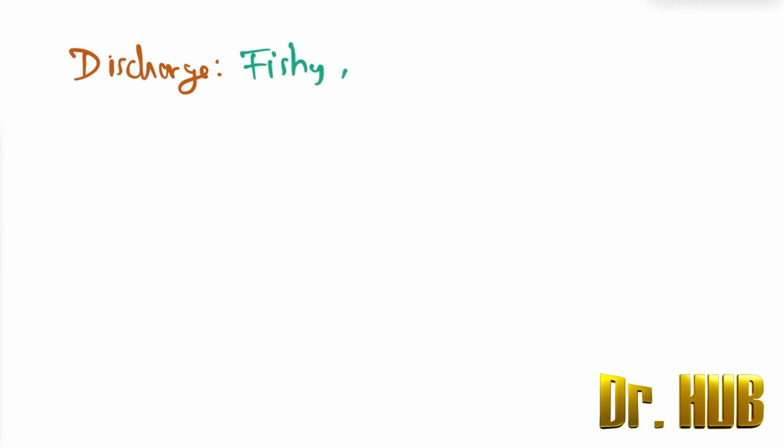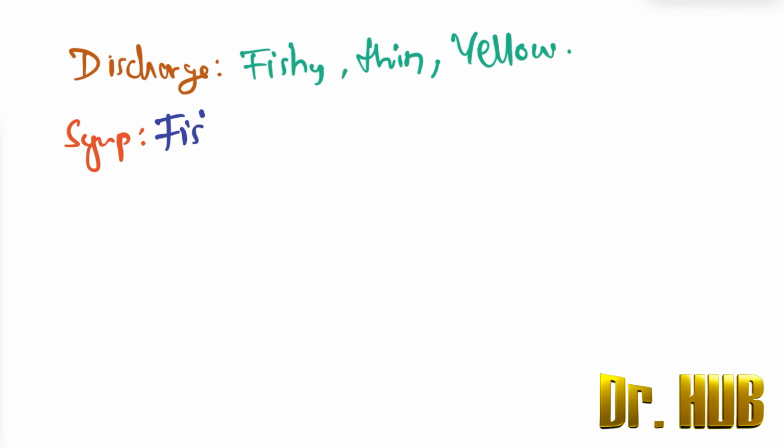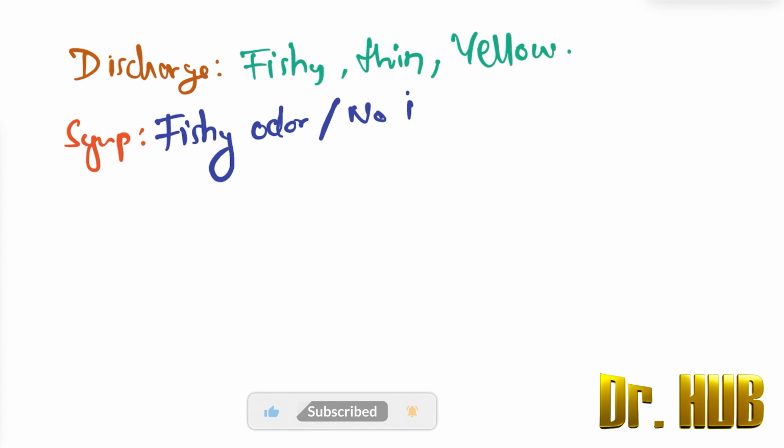Next, we move on to the discharge. The discharge in bacterial vaginosis is fishy, thin, and yellow. So what are the symptoms of bacterial vaginosis? The symptom is a fishy odor. Next, there is no itching seen.